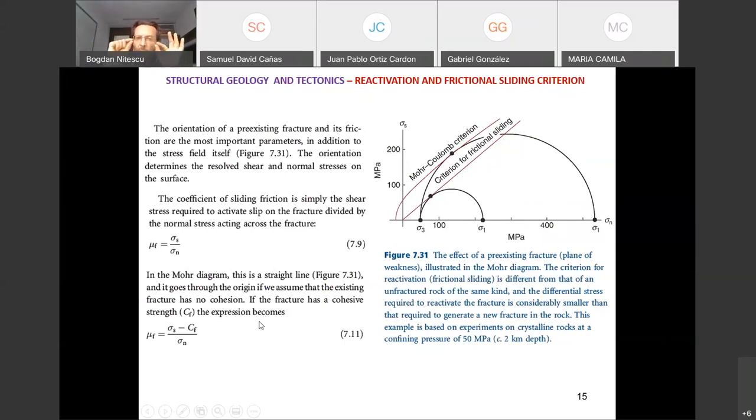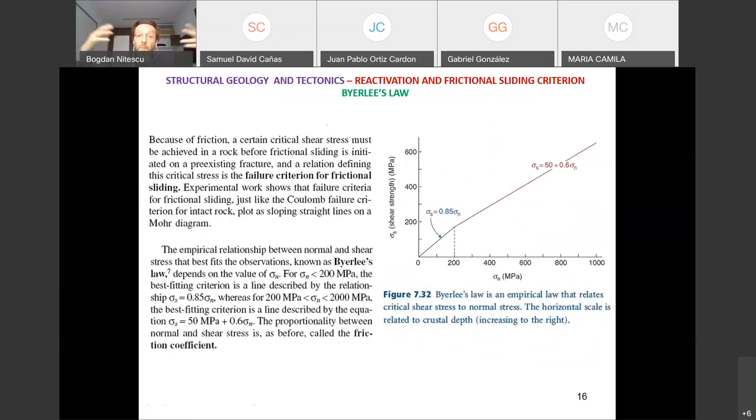Now, if let's say some minerals grew in there, so the fracture sticks a bit, you might have some cohesion. So instead of this line going through zero here, it would go through somewhere here. So you would have some cohesive strength. And the criterion would be expressed mathematically by this relationship. But mathematically, you see, this criterion is very simple.